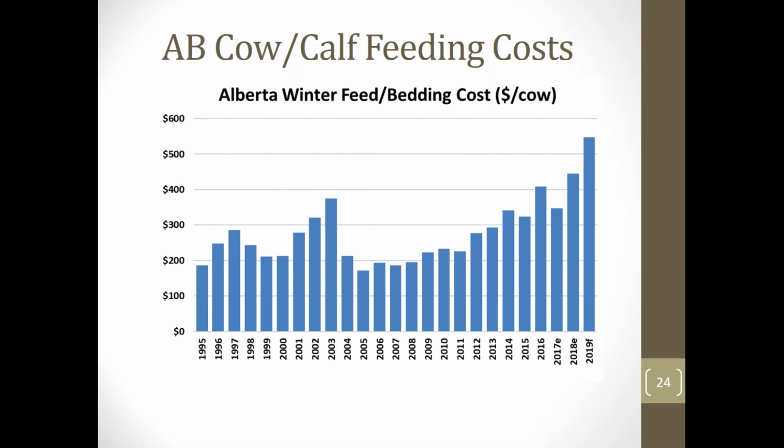So this data here is based off of Agri-Profits data, data that's collected through the Agri-Profits program. You can see this data goes from 1995 to 2016. After 2016, I've done estimates and forecasts based on an average ration to feed a cow for 175 days. You can see that we had a little bit of pullback there in 2017.